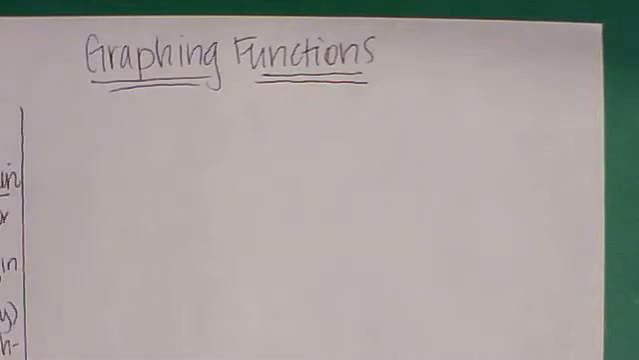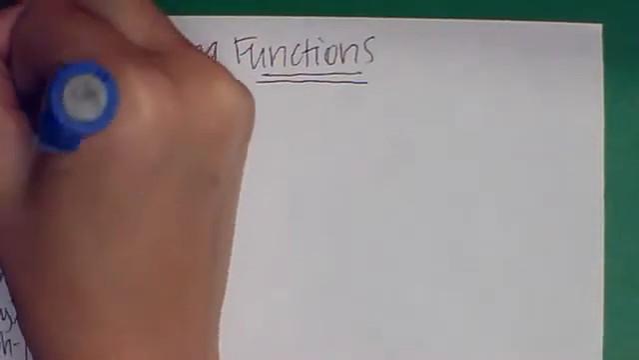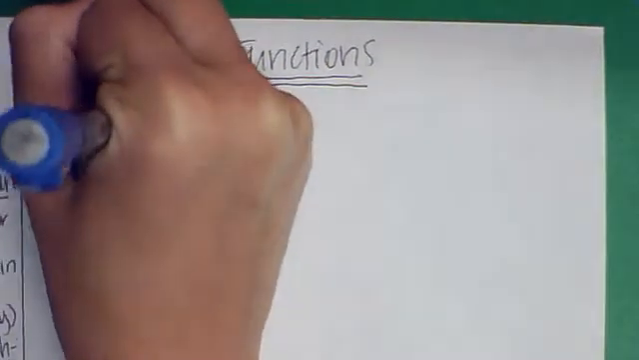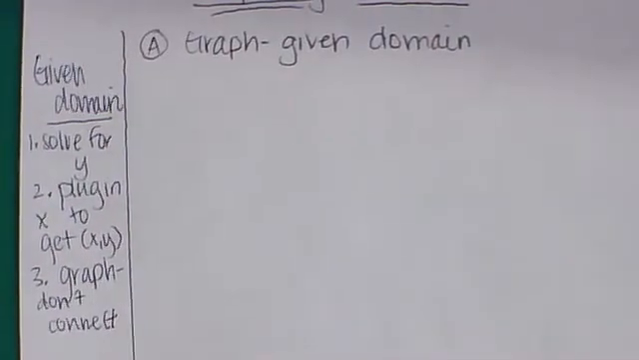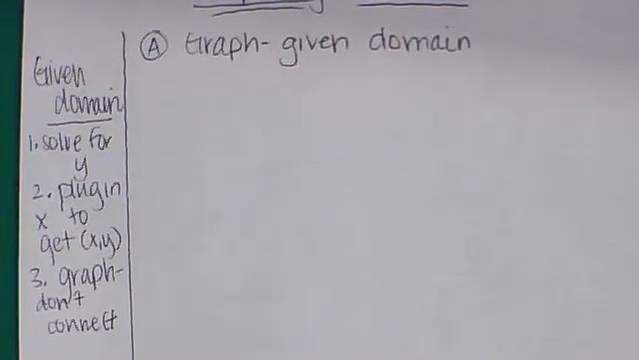Today in Algebra 1 we learned about graphing functions. We've talked about this before, but today I want to go into a little bit more detail. Specifically, part A for today is how to graph when you are given the domain. I've written the steps out to the side for us to look at, and if we're given the domain, here's what we're going to do, and then I'll walk you through an example of that.